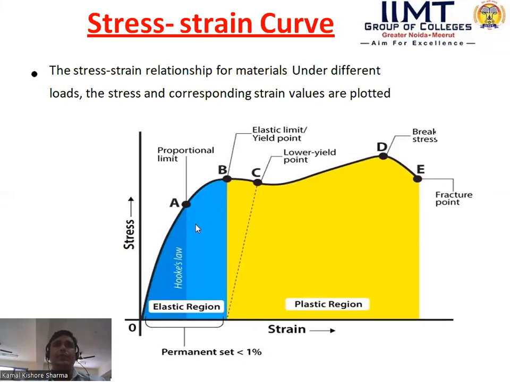And we have shown the graph of the stress-strain relationship for a material under load. Stress and the corresponding value of strain are plotted. On the y-axis, we plot stress, and on the x-axis, we plot strain. So according to Hooke's law, there are two regions. One is the elastic region, another is the plastic region. In the elastic region, Hooke's law is followed, and in the plastic region, there is the upper yield point, and one other point C is the lower yield point.